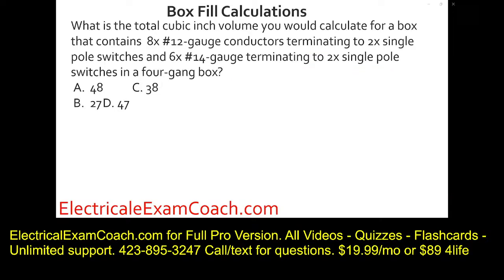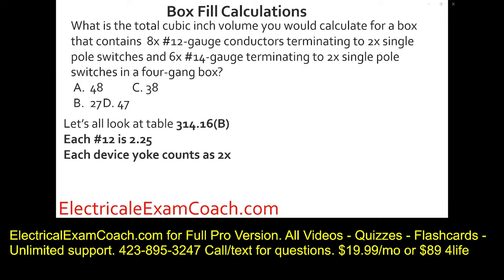What is the total cubic inch volume you would calculate for a box that contains 8 12-gauge conductors terminating to 2 single-pole switches, 6 14-gauge conductors terminating to 2 single-pole switches in a 4-gang switch box? This looks like a tough question, but I know that you can do it. First, we're going to head to our table so we can get our values. We know what each 12 is, and we know that each device yoke counts as 2 based off the largest wire that's terminating to the device.